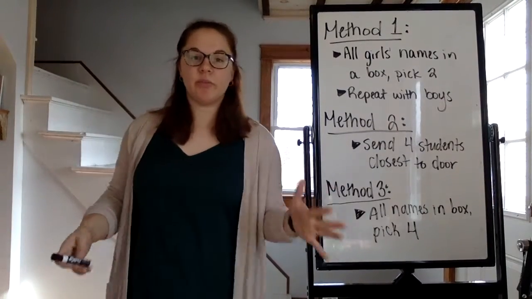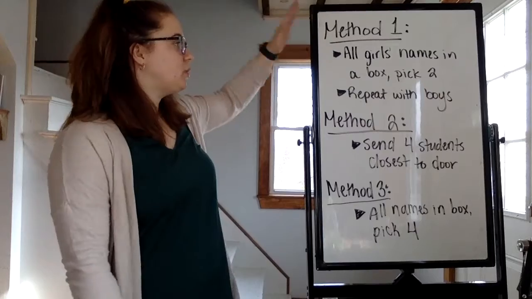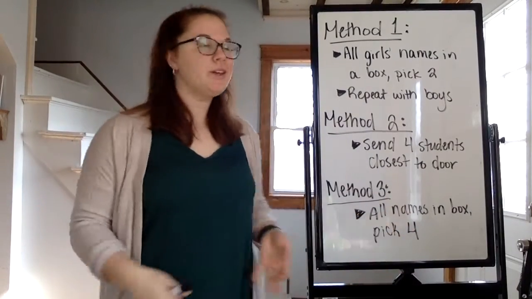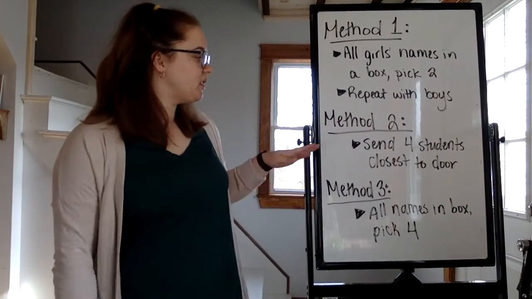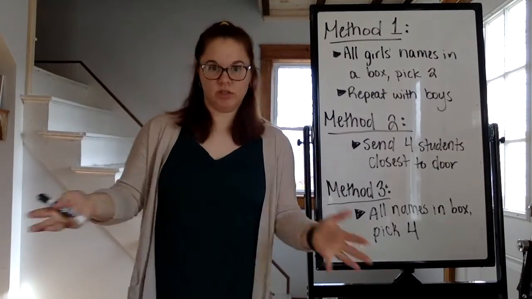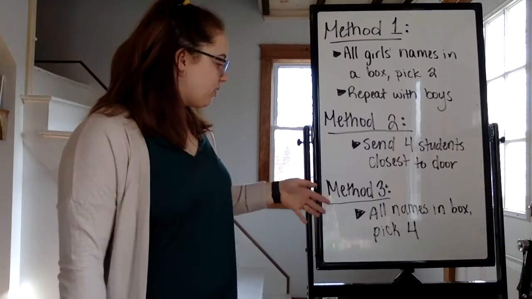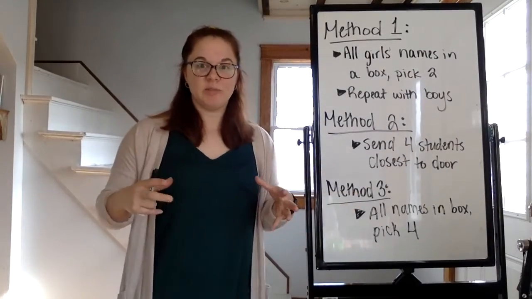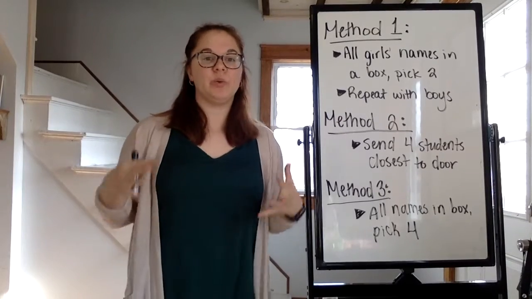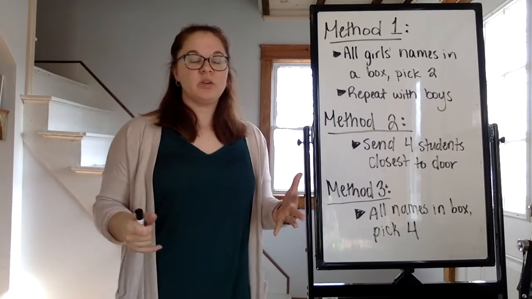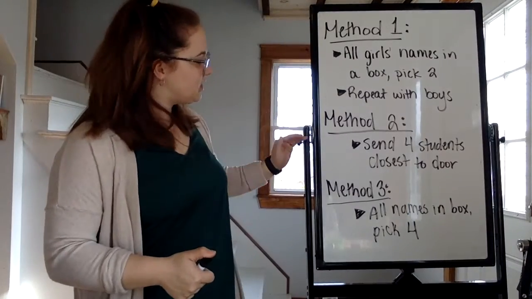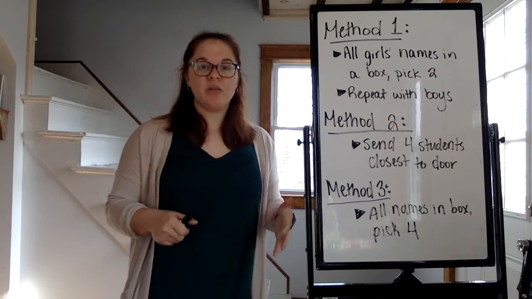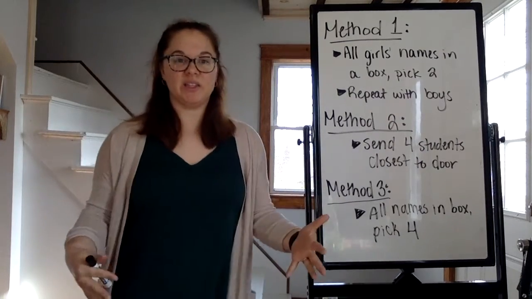So here are our 3 methods. The first one is putting all the girls' names in a box, mixing it up, picking 2 randomly, and doing the same with the boys. Method 2 would be to just send the 4 students closest to the door. And method 3 would be to put all of the 7th grade names in a box, mix it up, and then pick 4 without looking. Let's think about how these methods compare to one another. How are they random? How are they biased?